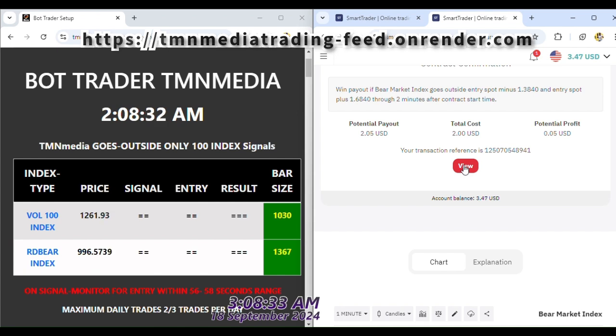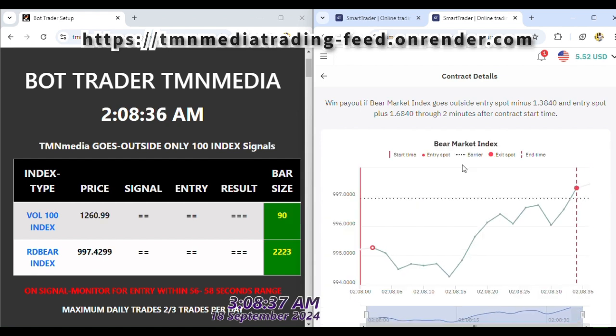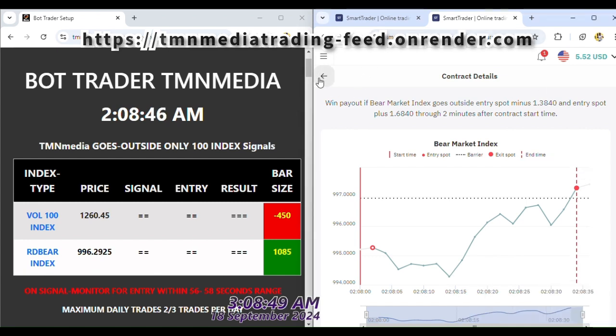But why did I trade it? Because I know I'm going to win it, because I'm trading lesser percentage. You can see I've won it. So I'm not going to count this as a trade. What I'm going to do is wait for another signal.